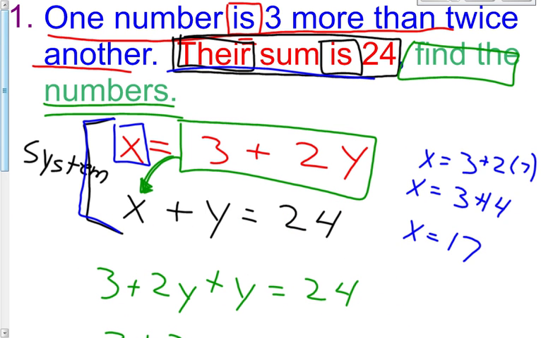The basic skill here is changing an English sentence into math. Let me know if you have any questions on that problem.